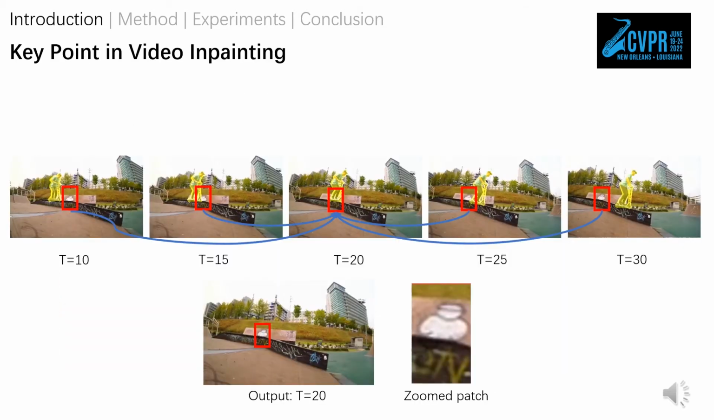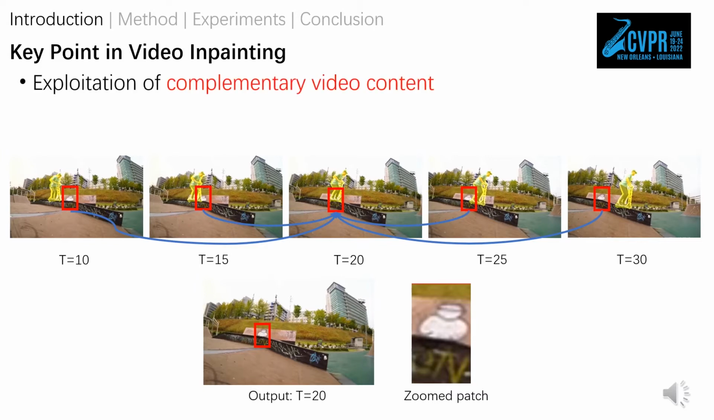Different from image inpainting, we can access more complementary video content across video frames. How to explore this complementary video content is the key point in video inpainting. What's more, the newly introduced temporal dimension poses another challenge.